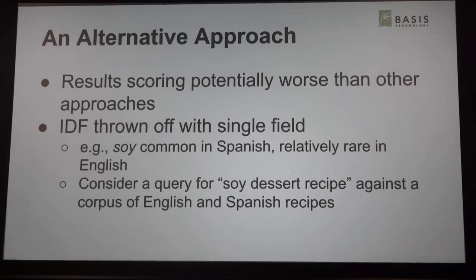So back to this crazy example of searching for soy dessert recipes. You could imagine that since your corpus contains English and Spanish, and you put all this into one field, you have made soy a common term in your corpus. So those two documents that we were looking for, one contains just soy dessert, and the other one contains dessert recipe. Your IDF is now thrown off because soy is common, so you may end up getting dessert recipes back when the ingredient is probably more important to you. So something to keep in mind if you mix within a field.